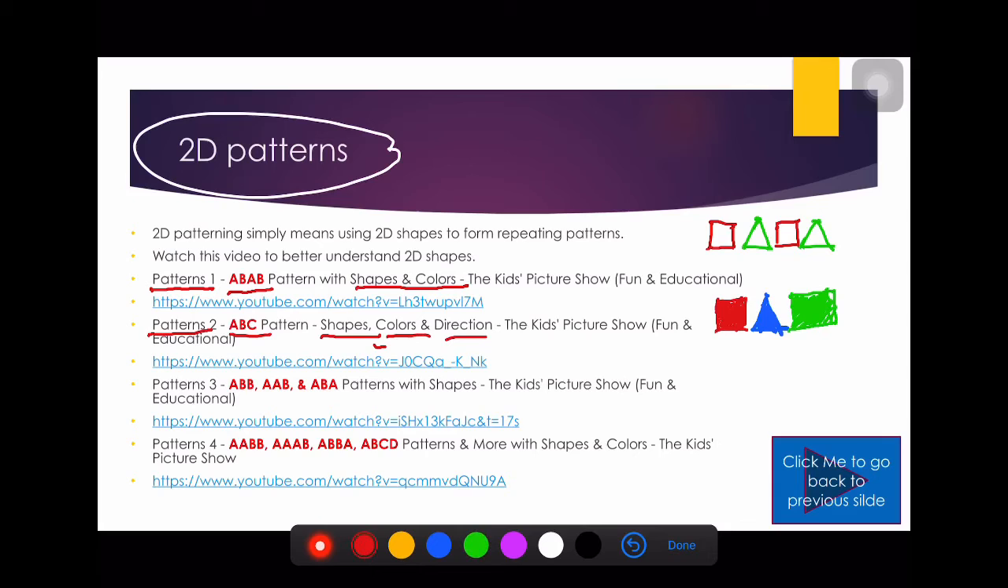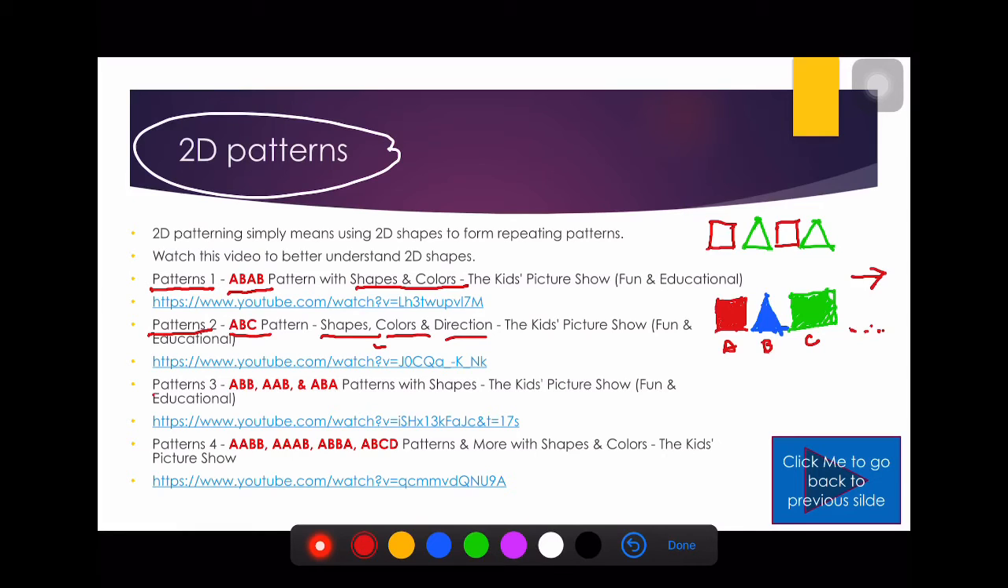So each one is an A, this is a B, and this is a C, and then it repeats. If you're looking at, this might be shape and colors, direction will be that way. You can combine 2, or you can combine all 3. That means there's different shapes, different colors, and different direction.